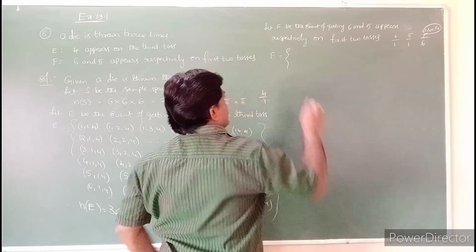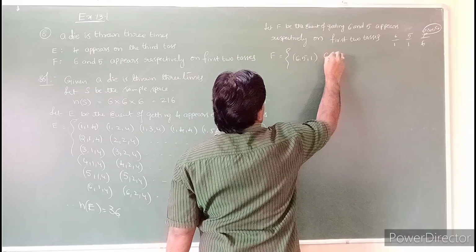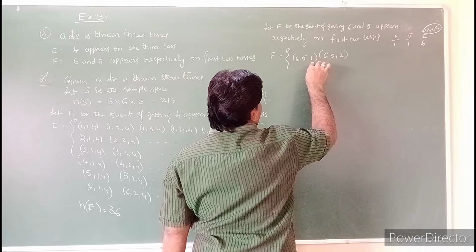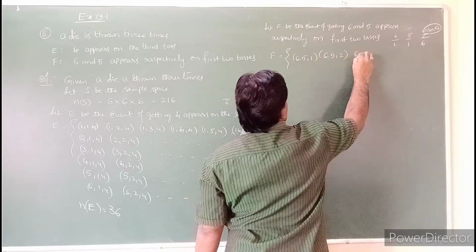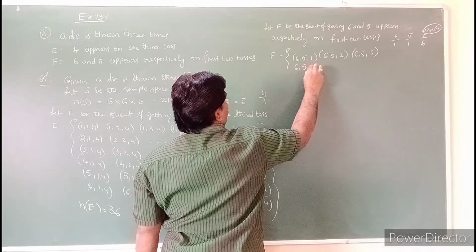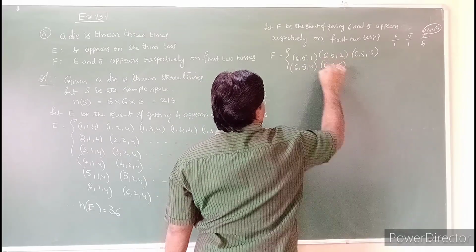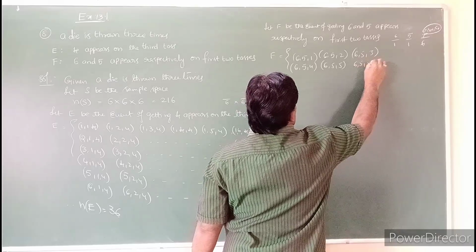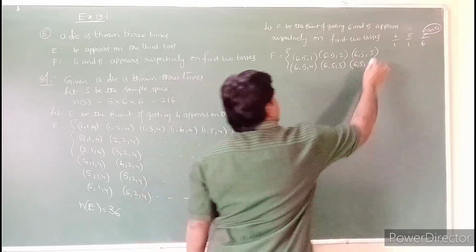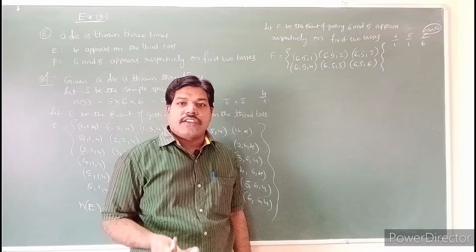So you will get the triples 6, 5, 1. Next 6, 5, 2. The first two tosses are fixed already, 6, 5, and only the third toss will vary. Next 6, 5, 3. Next 6, 5, 4. Next 6, 5, 5. Next 6, 5, 6. So what is F? F is nothing but 651, 652, 653, 654, 655, 656.